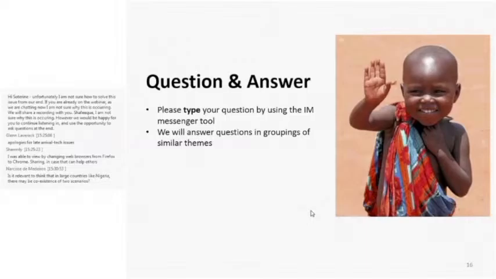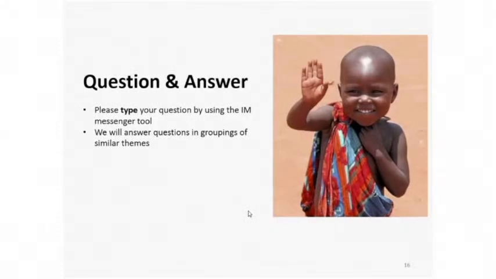Okay, so the first question we have here is from Narcisse. It says, is it relevant to think that in large countries like Nigeria, there may be coexistence of two scenarios? Yes, I think you could think of it in that particular way, because you would have a differentiated strategy that you were applying. If you were in a part of the country, say Nigeria, say in Lagos, you might have an outbreak situation going on that you're responding to directly. In another part of the country, they may have had an outbreak earlier, and they're at a different point in time in that particular process. So if you think about it in that way, yes, you would talk about a differentiated strategy rather than just saying everybody's either in enduring or everybody's in outbreak.